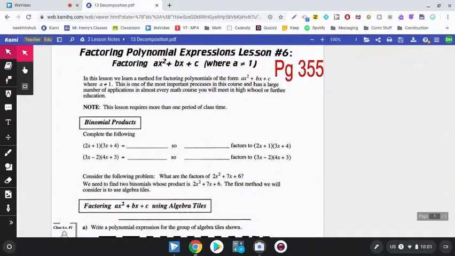Here we are, workbook page 355, and we are going to look at our last method of factoring. And this is kind of a big one. This is a method that we can use for a variety of polynomials. And it is a doozy.